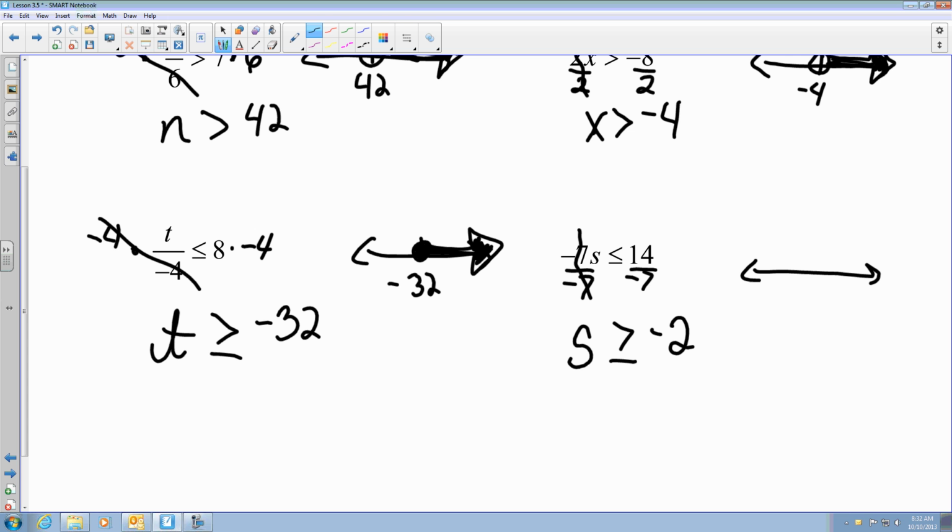So when I graph this, I've got negative 2. It's going to be an open circle, and it's shaded to the right.